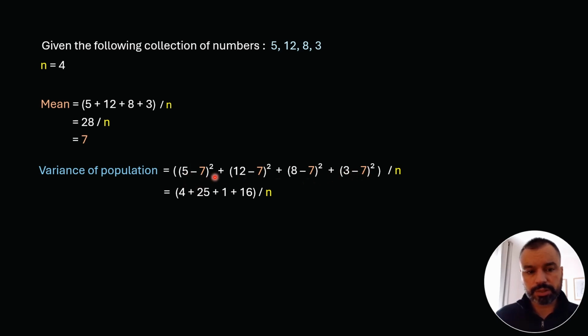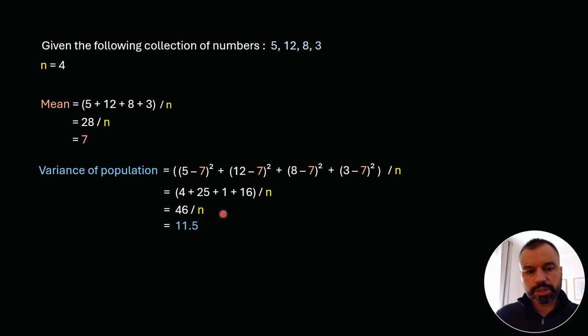If we calculate the square differences, that would give us 4 plus 25 plus 1 plus 16. 5 minus 7 is 2. 2 squared equals 4. 12 minus 7 is 5. 5 squared equals 25, etc., etc. And then we divide by n. Remember that the calculation is done first between the parentheses, then the exponents, then multiplication and division, then addition and subtraction.